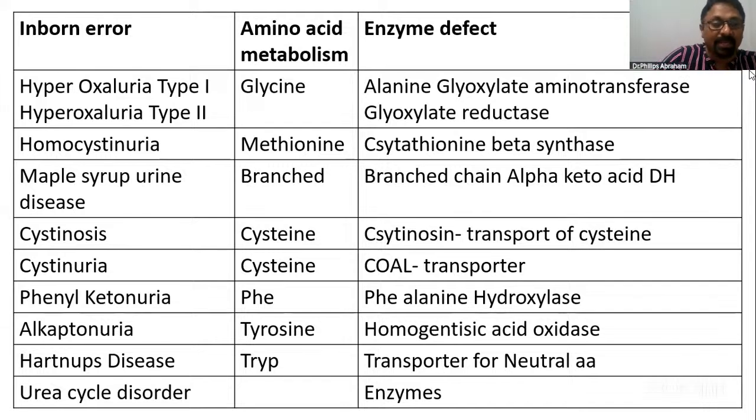In glycine, I can't write everything here, a lot of things are there. In glycine metabolism, there is one enzyme system for the breakdown of glycine. We call it the glycine cleavage system. The opposite can also work, which we call the glycine synthase system. If that enzyme is deficient, it leads to non-ketotic hyperglycinemia. There is no ketosis, but glycinemia. So there are three disorders related to glycine: hyperoxaluria type 1, hyperoxaluria type 2, and non-ketotic hyperglycinemia.